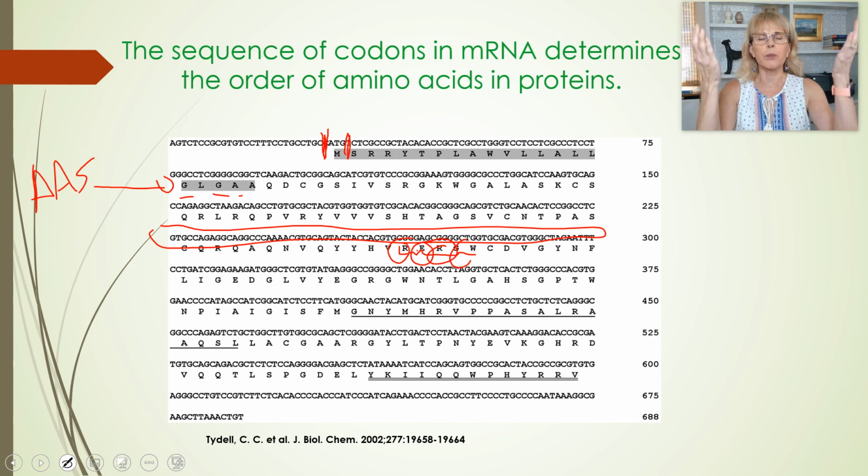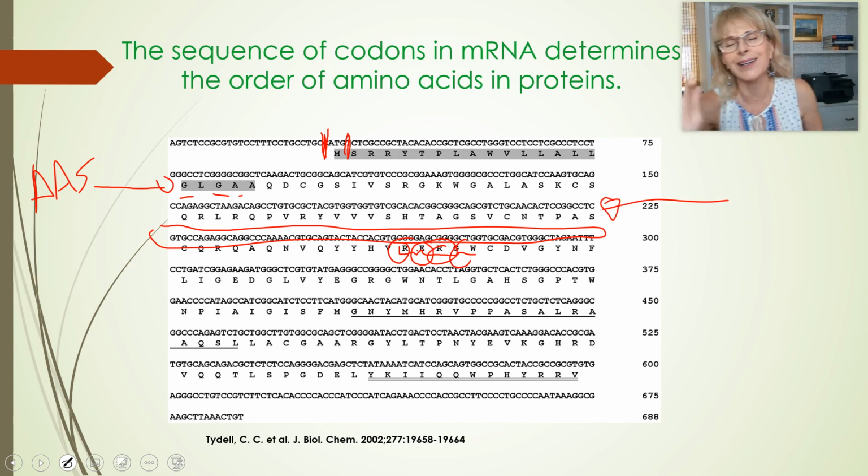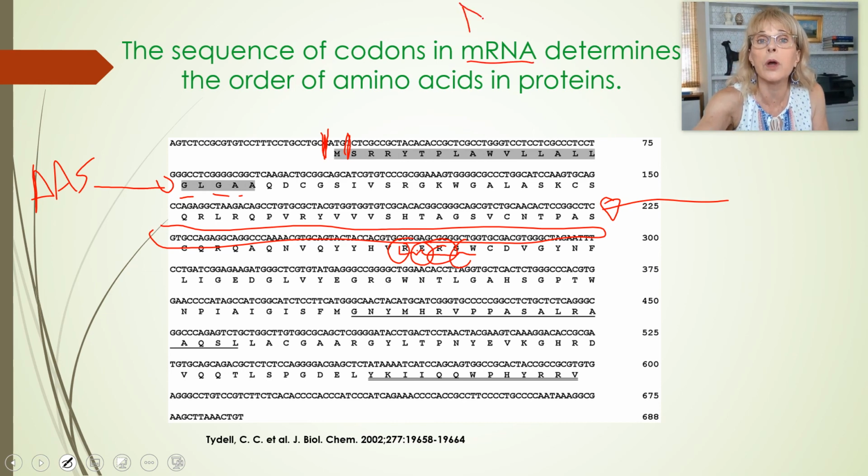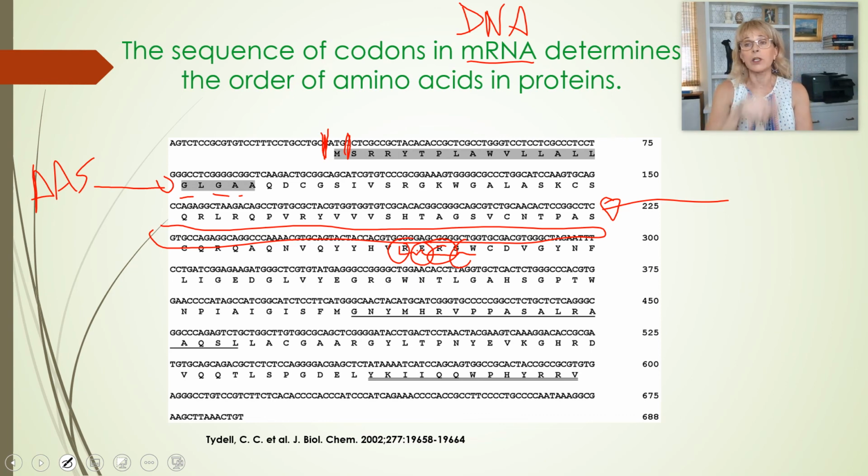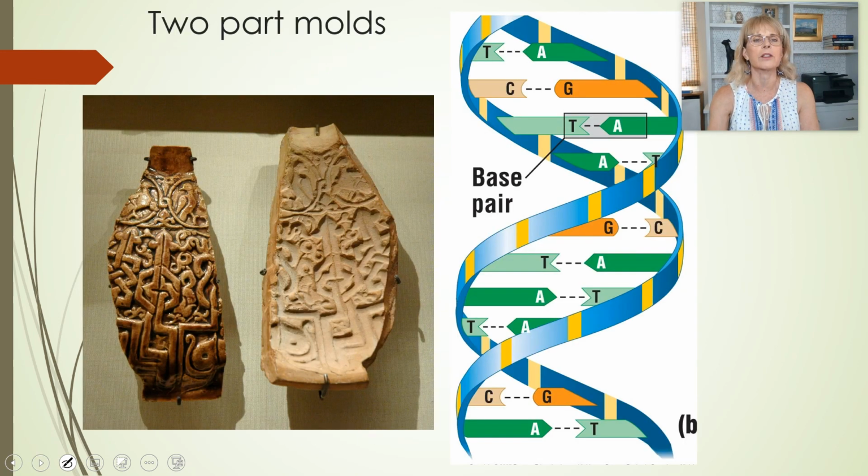Oh, you need to know this. This is probably going to literally be on the quiz. The sequence of codons in messenger RNA. This is not messenger RNA. That's something that scientists use. You don't have to know that. But the sequence of codons in the messenger RNA, or the sequence of codons in the DNA, ultimately determines the order of amino acids in the proteins. And each codon is a little code word that tells the machine that reads it which amino acid to put next. That two-part mold, yeah, we got that.